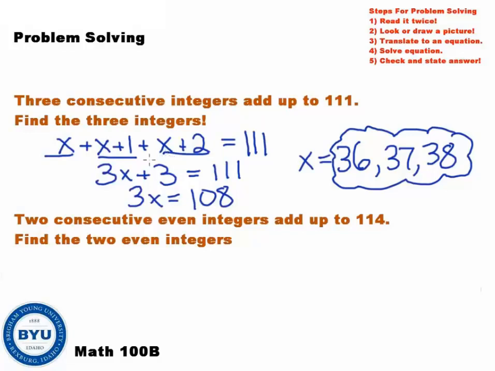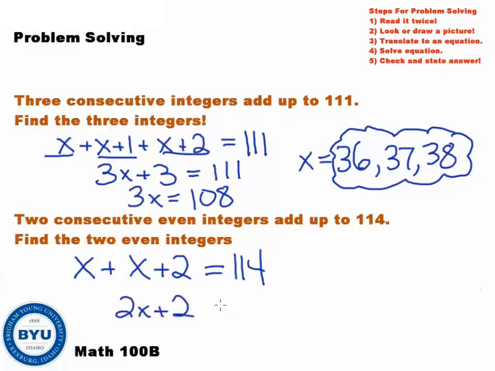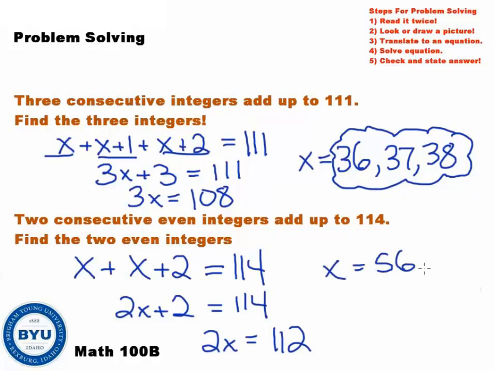On the next one, we have a slightly different setup because they're even integers. So the first integer is x, and the next one's going to be x plus 2 because they're even integers. To get to the next even integer, you have to add 2. That adds up to 114. We combine the like terms. We get 2x plus 2 equals 114. Subtract the 2 over. We get 112. 112 divided by 2 is 56. So the first even integer is 56. The next even integer would be 58. That's how you do problems with consecutive integers or consecutive even and odd integers.